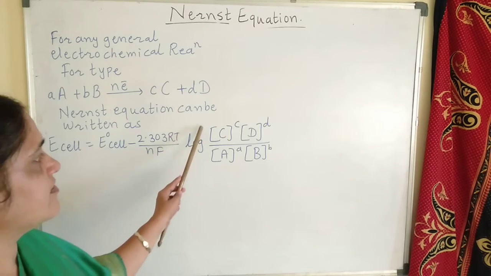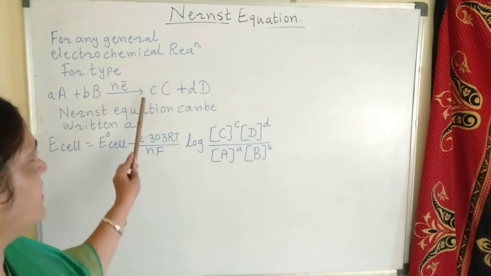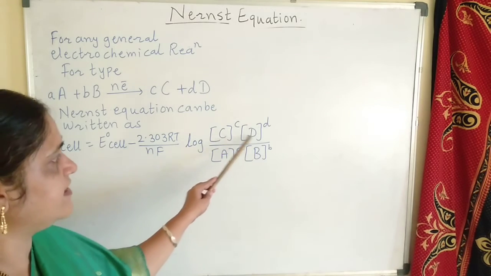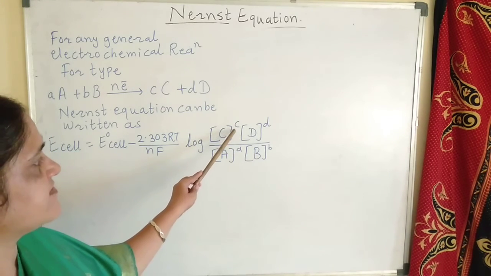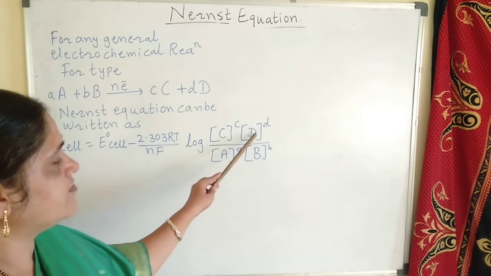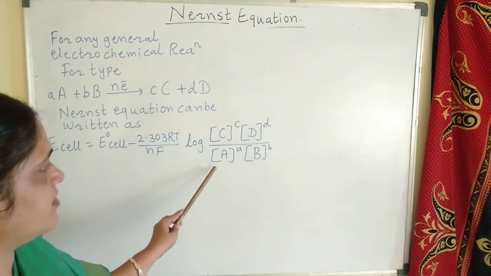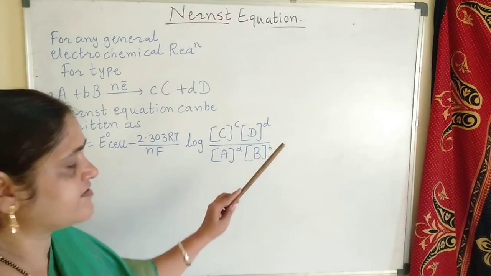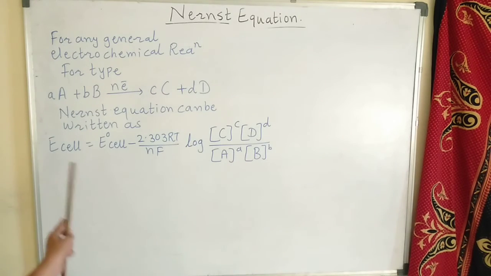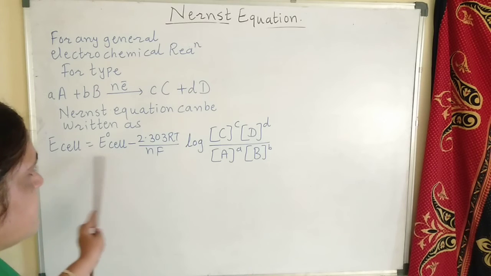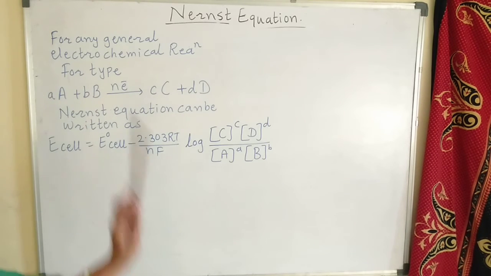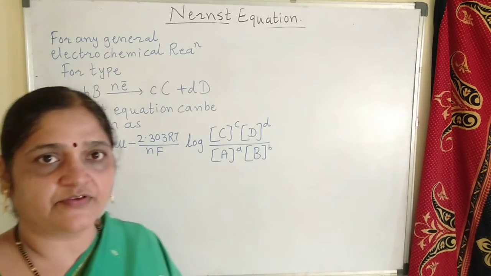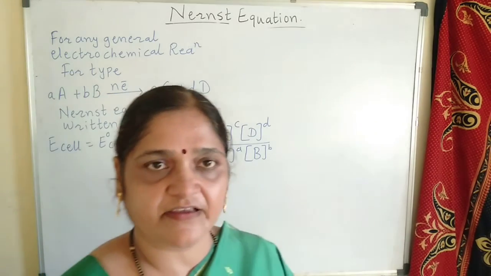In the same way, we are going to write for this reaction. The concentration of products, the products are C and D. So the concentration of product C raised to c, and product D concentration raised to d, upon reactant A concentration raised to a, and reactant B concentration raised to b. In this way we can write the Nernst equation for this type of electrochemical reaction. So I hope that students, you have understood about the Nernst equation.